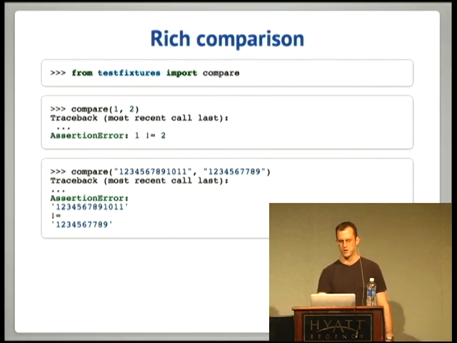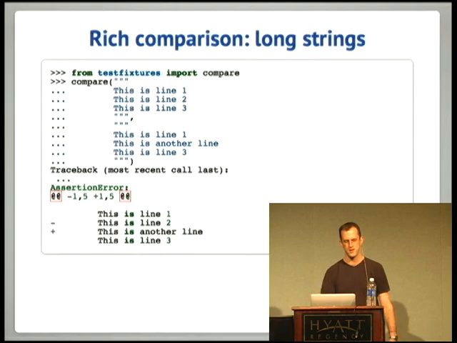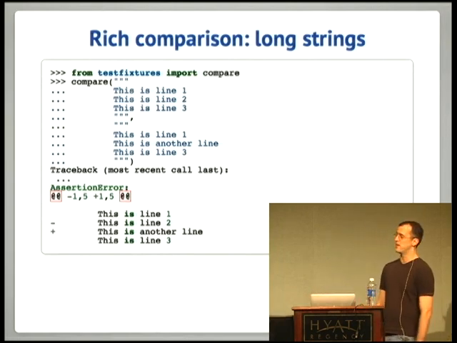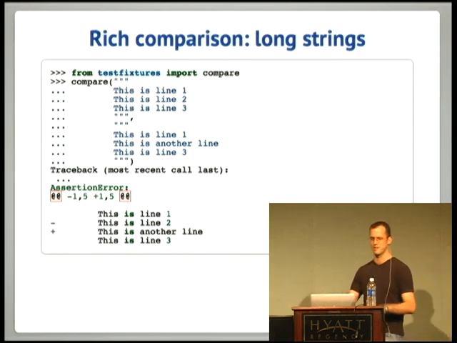So a simple example at the bottom there is strings. They actually line up for you, so you can say, oh, okay, that's where they differ. Long strings, you get a diff, which is pretty handy if you're comparing output from a file or dumping a CSV or something like that. You'll say, okay, this is the stuff that's different.